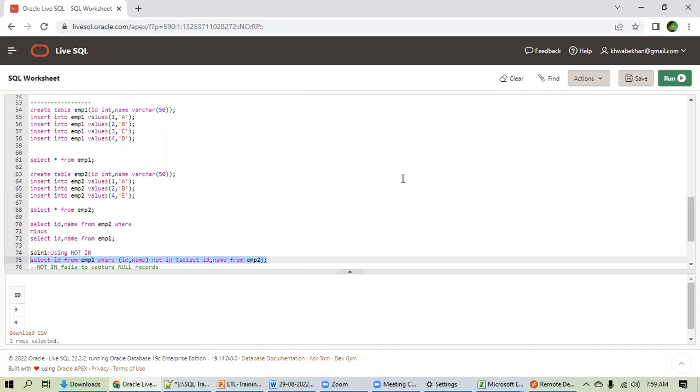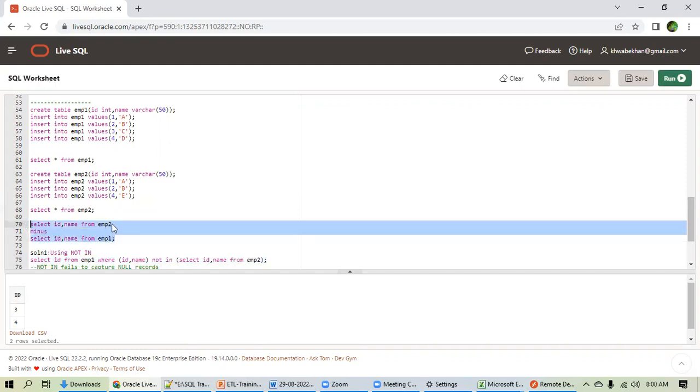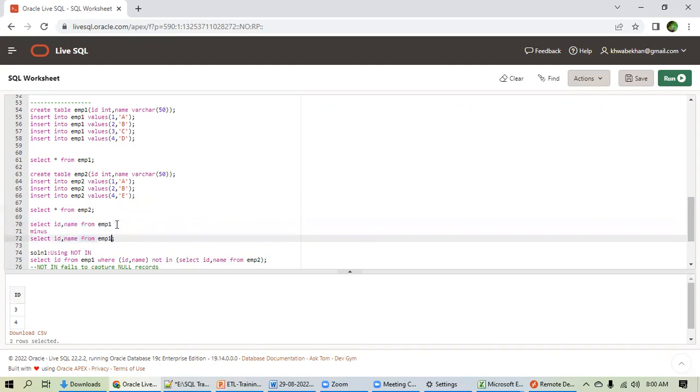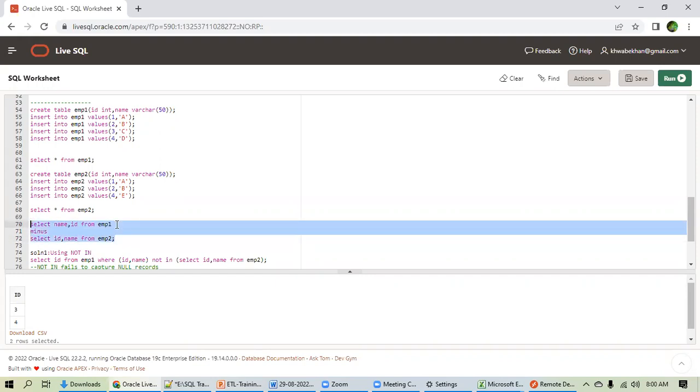Any other question on the topic I've discussed so far? No? Okay, I'm proceeding further now. Here in the same query we're discussing, let me change and keep the original one, employee 1 minus employee 2. In this query, if I write ID and name, and execute this query, what will be the output? What new change have I made? Can you tell me?